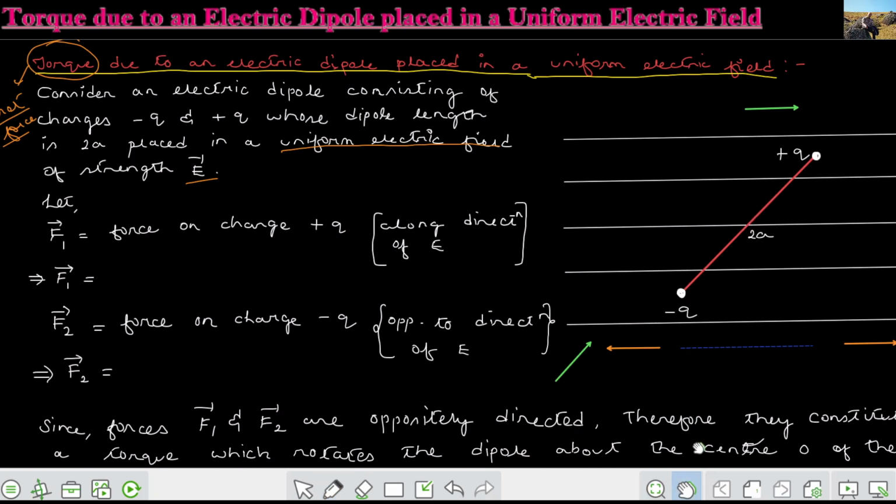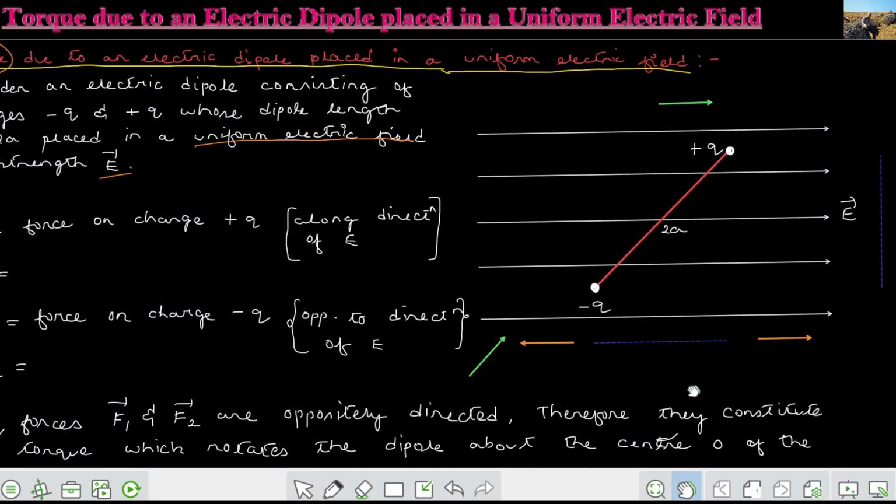Now we already know that when we have a dipole, there will always be a center associated with the dipole. Let this be the point O, that means O is the center of the dipole. At point A, we will place the negative charge, and at point B, we will place the positive charge. So with respect to point O, we expect that this dipole will rotate.